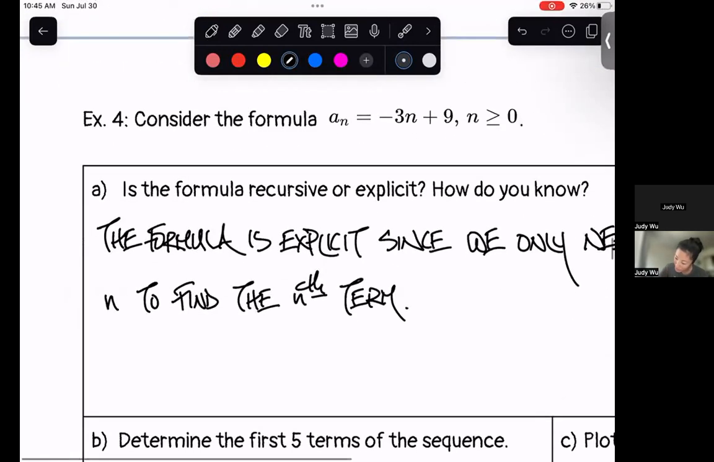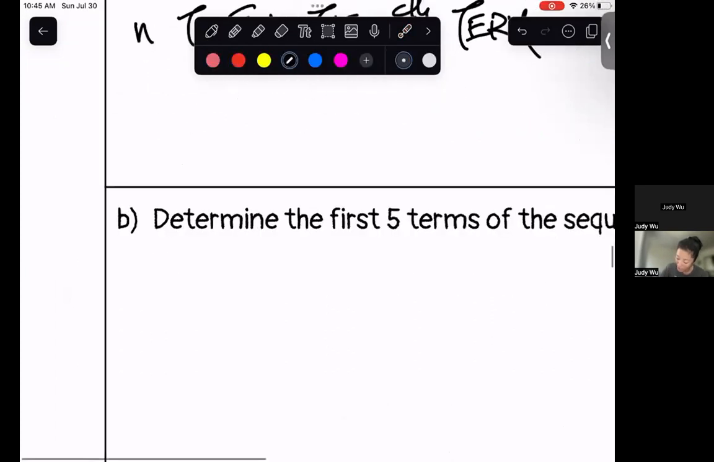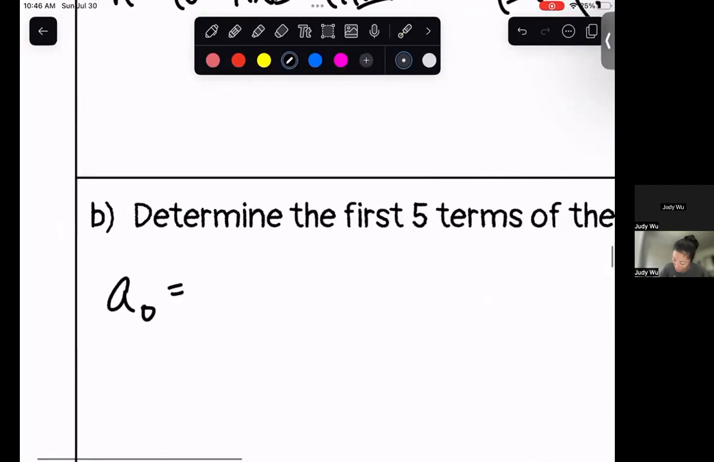Okay, so we might notice here that this says n is greater than or equal to 0. What that means is that our first term here is actually a sub 0. If it tells us n is starting at 0, we have to start with a sub 0. That just means we grab our equation and we plug in 0 everywhere we see an n, right? So I'm going to have negative 3 times 0 plus 9, which will give us 9. That gives us our a sub 0.